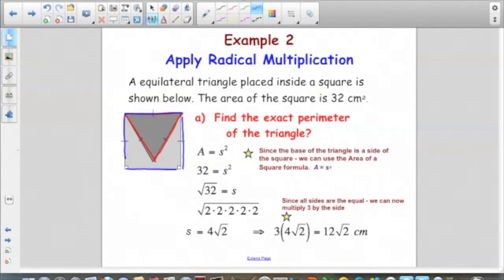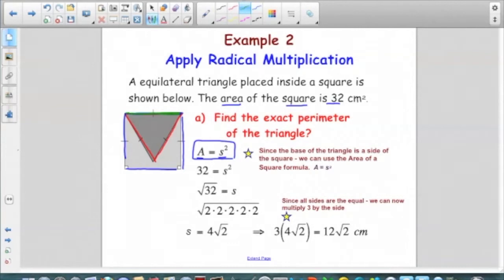Now, what are we given? Well, we're given that the area of the square is 32. So we have some information to help us solve the problem. We know the area of a square is that formula: A equals the side squared. If we can find this side of the square, I'll make it green, if we can find this side right there of the square, we have a side of the triangle.